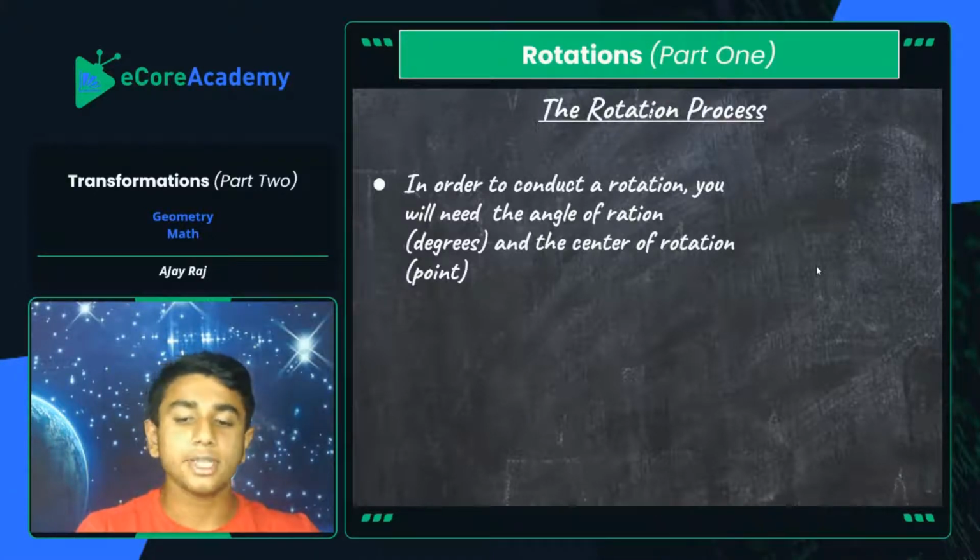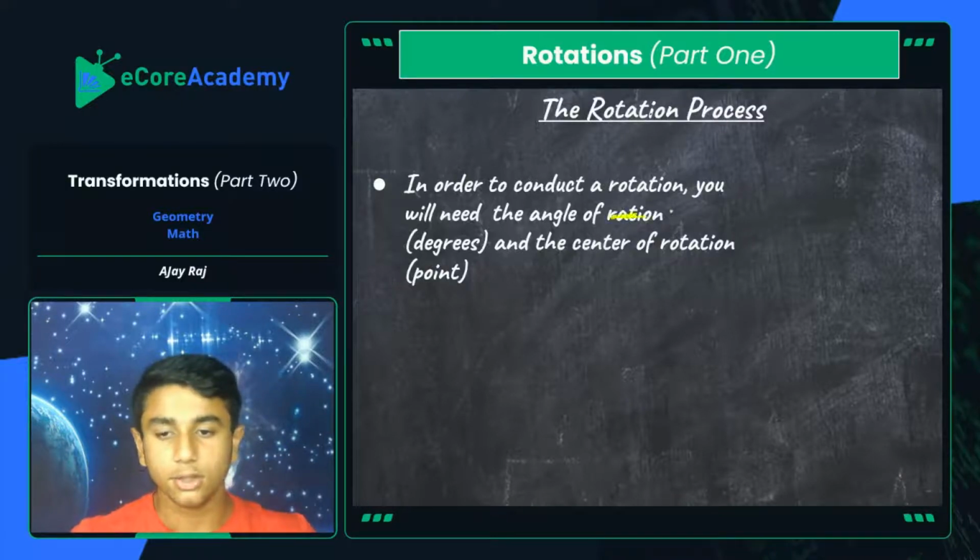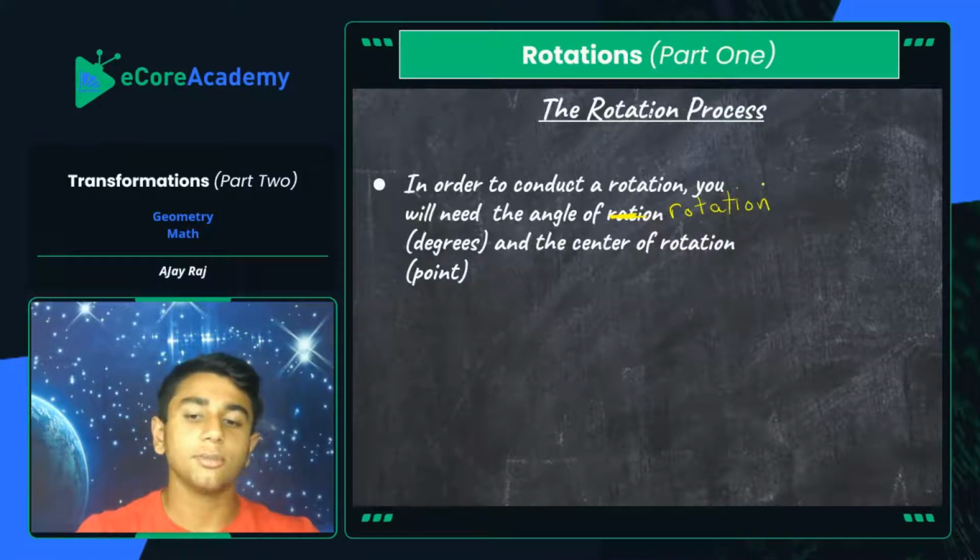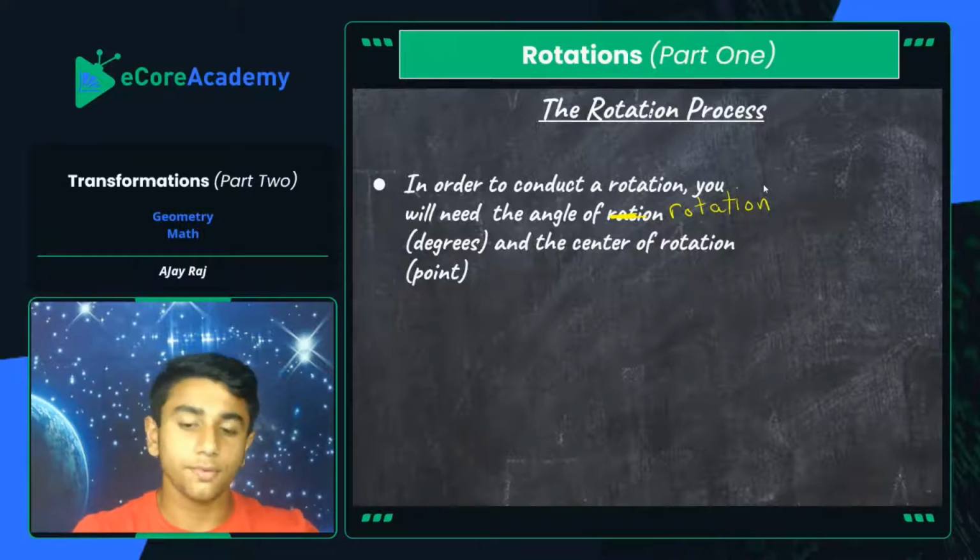Now, remember how I said the angle of rotation has to be revolved around some sort of unit, and that's our degrees, and it also has to be revolved around some sort of point, and that is our center of rotation.